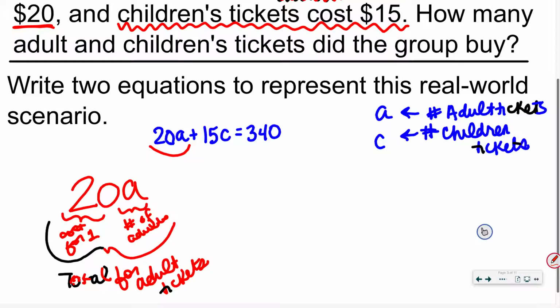What does the 15C represent? The total cost for children's tickets. So the total cost for the adult tickets plus the total cost for the children's tickets equals how much money? $340. Was that information given to us in the beginning, that the total amount they spent was $340? Yes. So this equation is good to go.